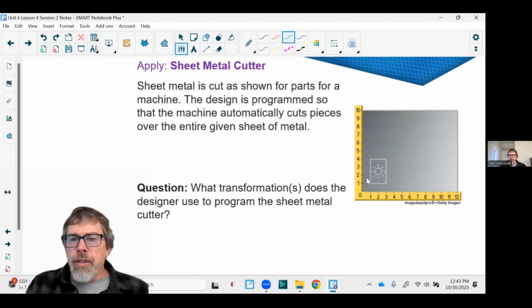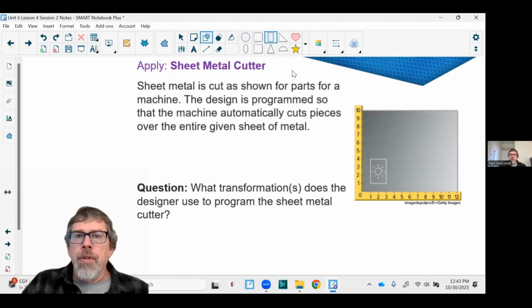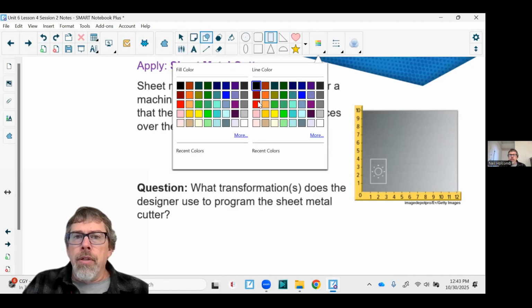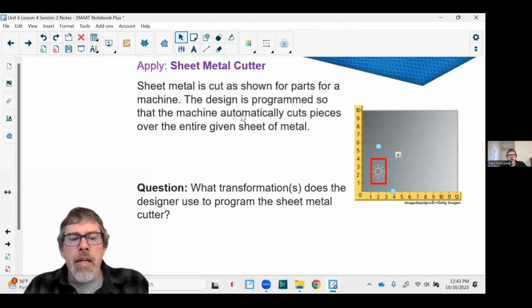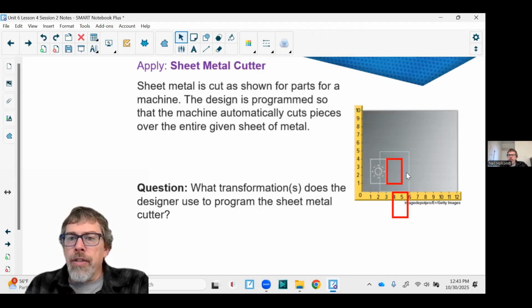So what he's doing is going to make multiple copies of this. So what I would suggest would be to copy this. Let's not worry about the circle and all those dots in the middle. And we're going to make a rectangle the same size, like so. And then I'm going to copy it. And I'm going to translate this over like so.